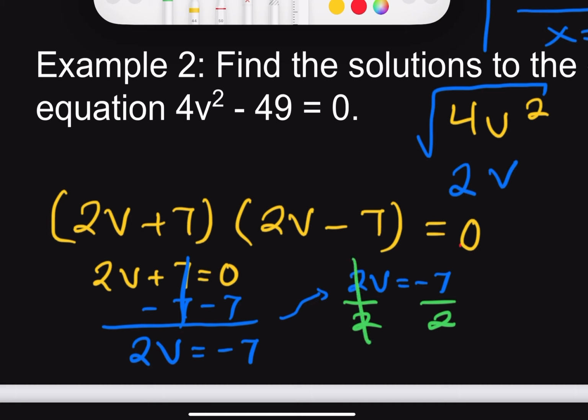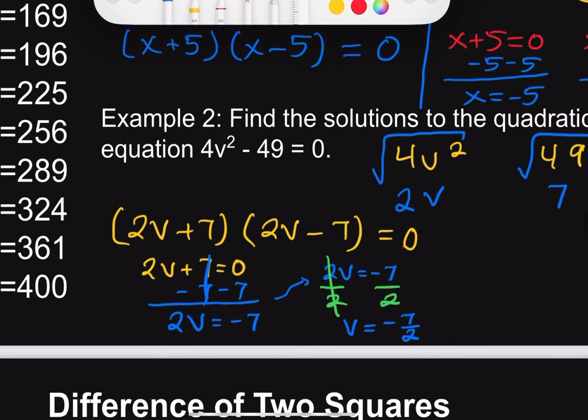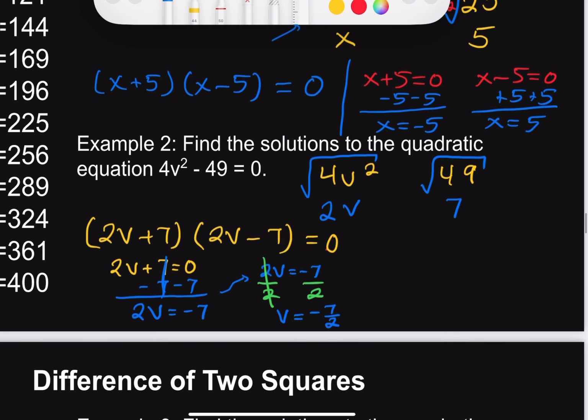These simplify each other out. v is equal to negative 7/2. That's the first solution. And then for the second solution, which is 2v minus 7 equals 0, when you solve for v using the same steps, you get v equals positive 7/2. Same number, just different signs. And those are our solutions.